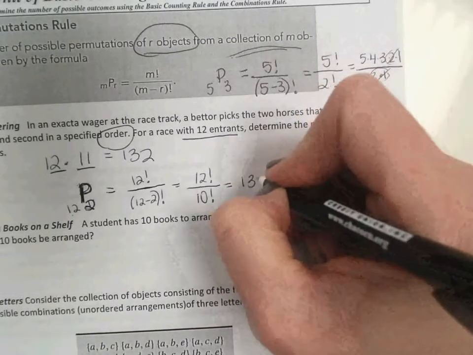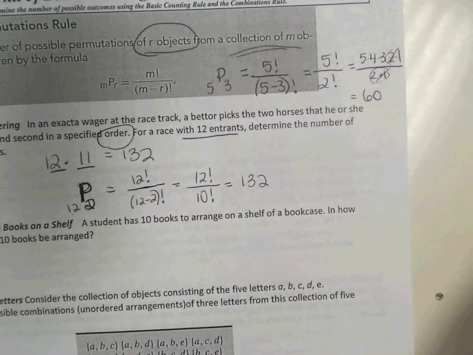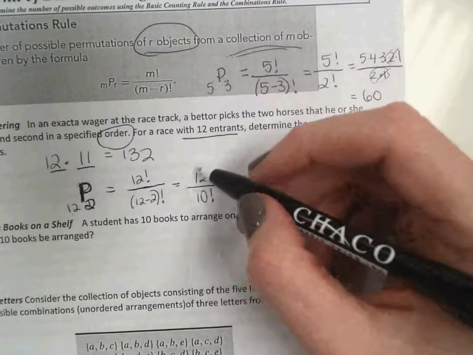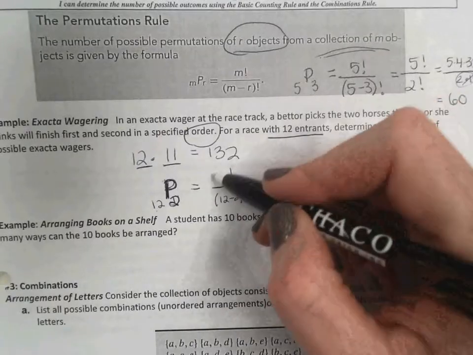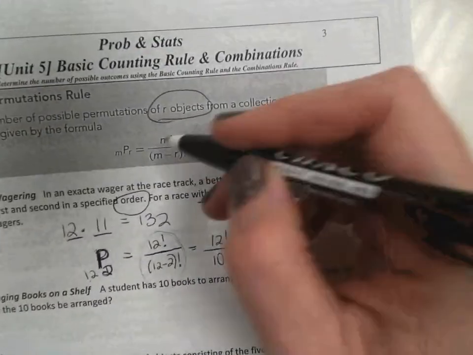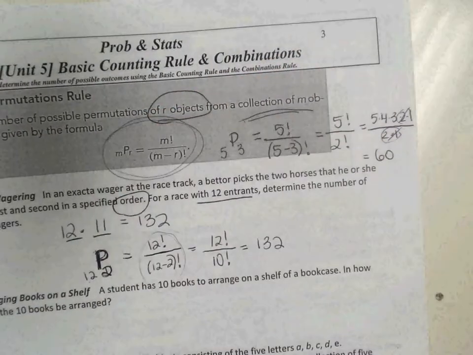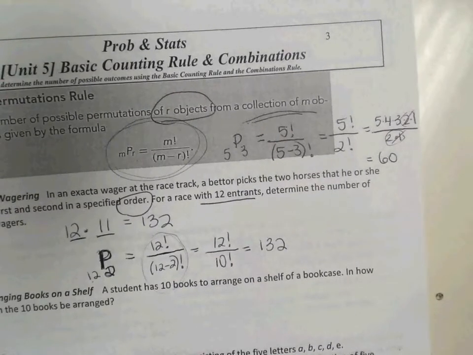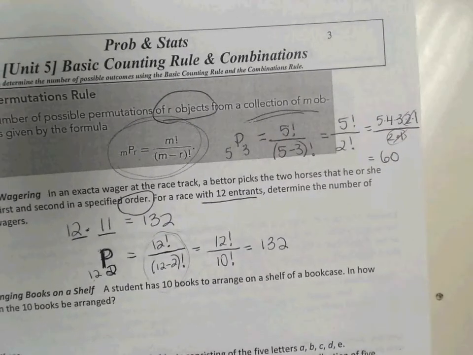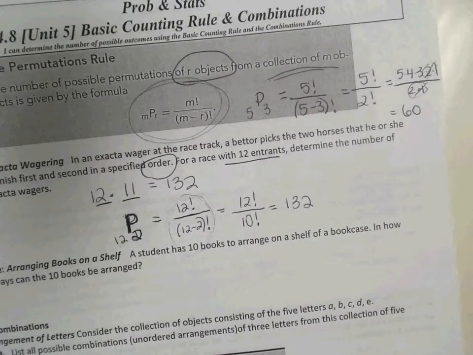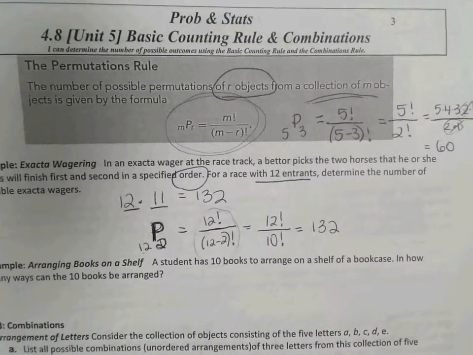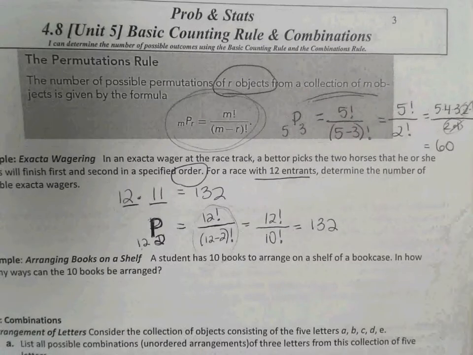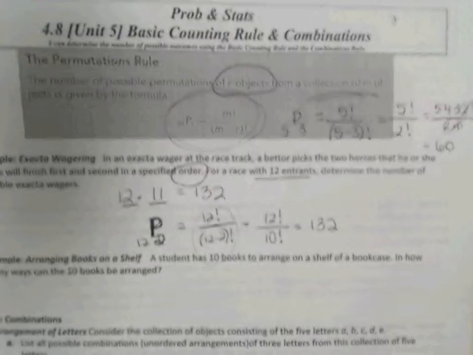Again, we get 132. I will say on your test, you'll need to be able to recognize that this is the formula for a permutation. You get to use your notes, so make sure you're just careful. You don't have to memorize it, but these are useful formulas if you're taking the ACT, things like that. You would have to memorize them.